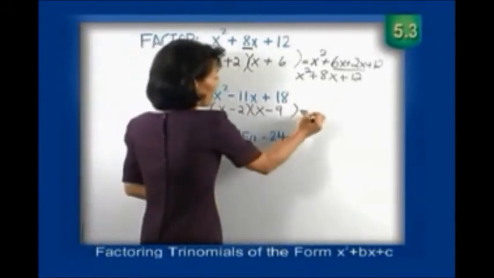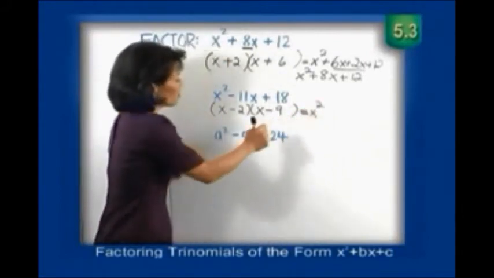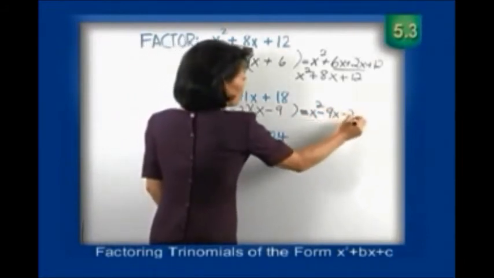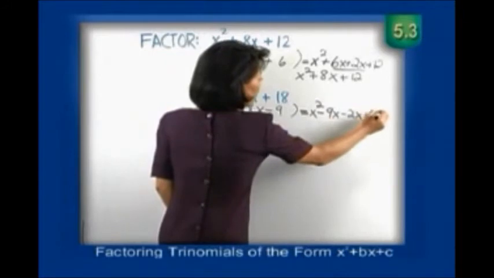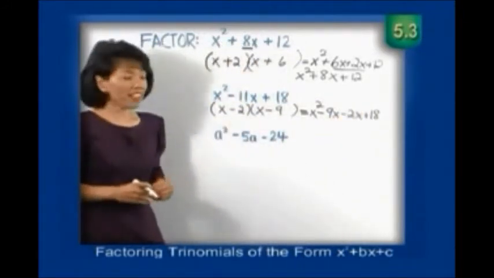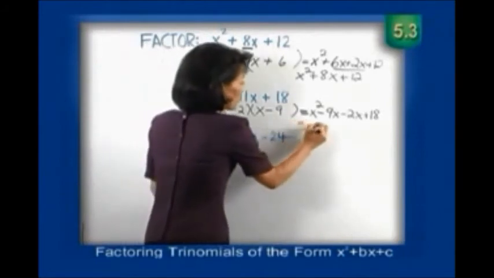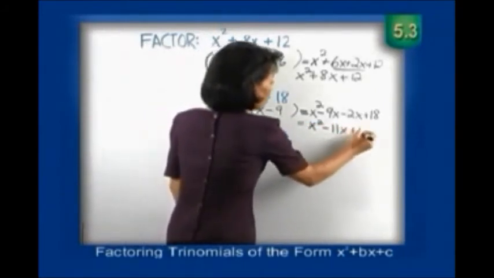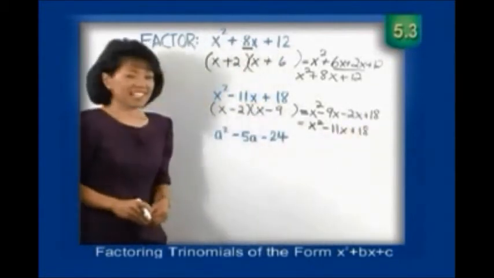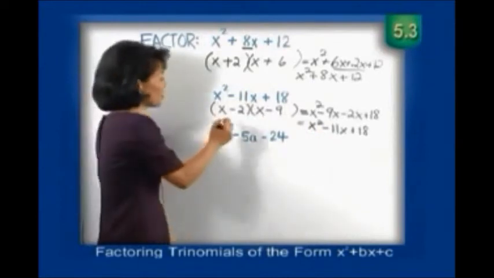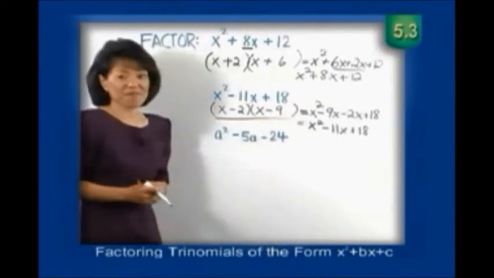First, x squared. Outside, minus 9x. Inside, minus 2x. And last, plus 18. You should be getting pretty good at foiling now. Let's add those middle terms. X squared minus 11x plus 18. A perfect match. So we know that our factorization is accurate.